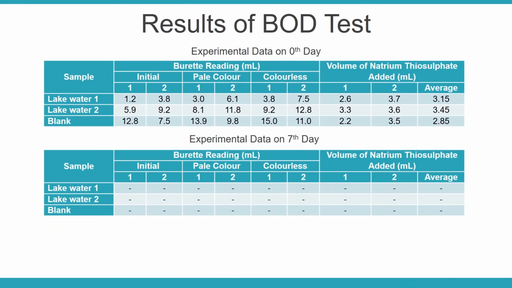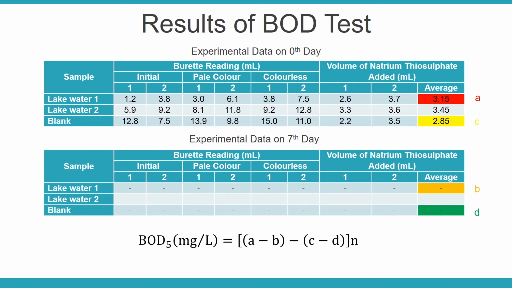To calculate the BOD value of lead water 1 based on our collected data, this is the value for A, this is the value for B, this is the value for C, this is the value of D. We can just substitute these values into the formula of BOD and get the answer.